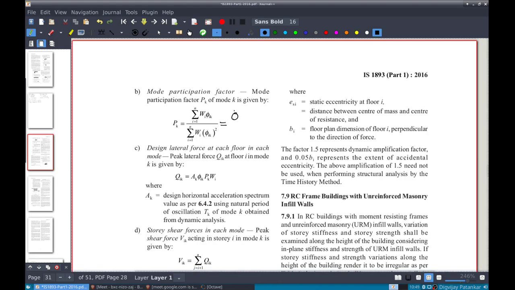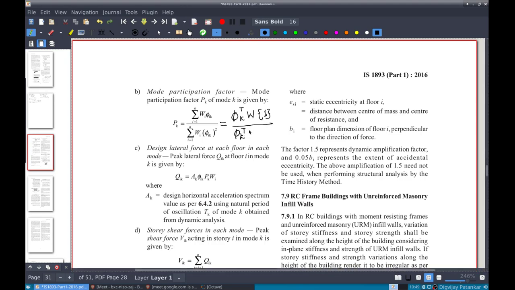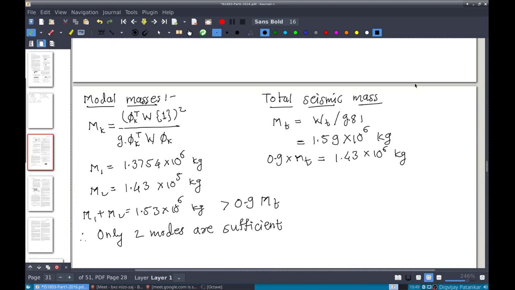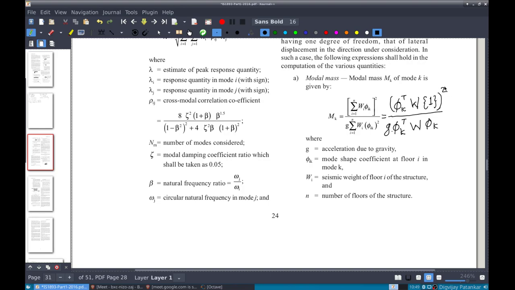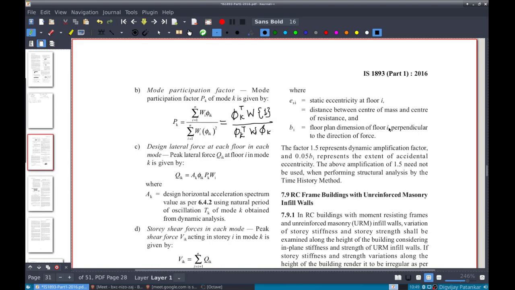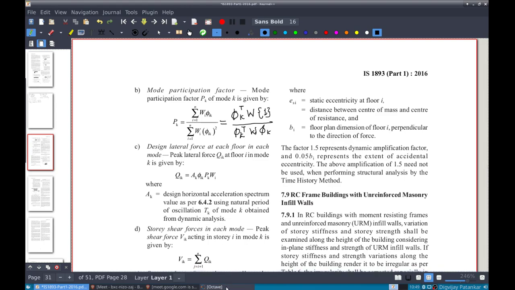This can be written as phi k transpose W 1 divided by phi k transpose W phi k. So what's the difference between these two? Earlier this part was squared and then divided by G. In this case the square is not there and divided by G is also not there. You will get mode participation factors Pk. So please find out what are the Pk values.